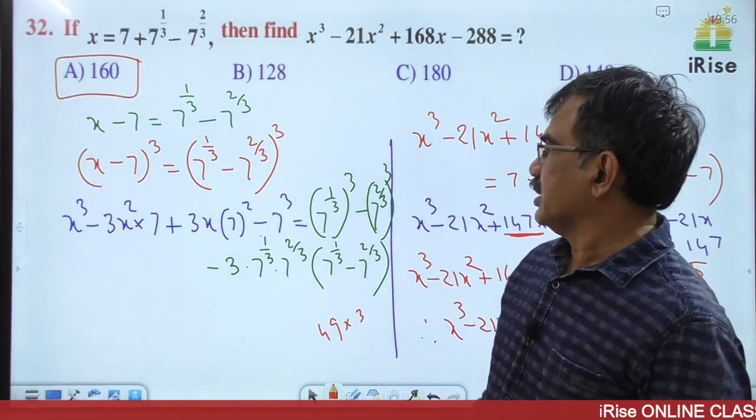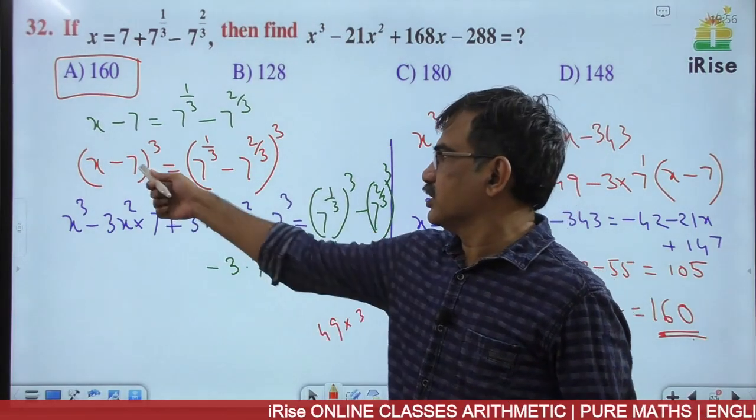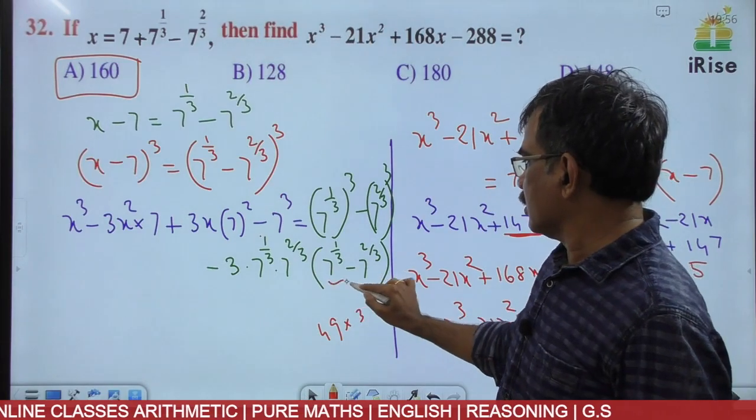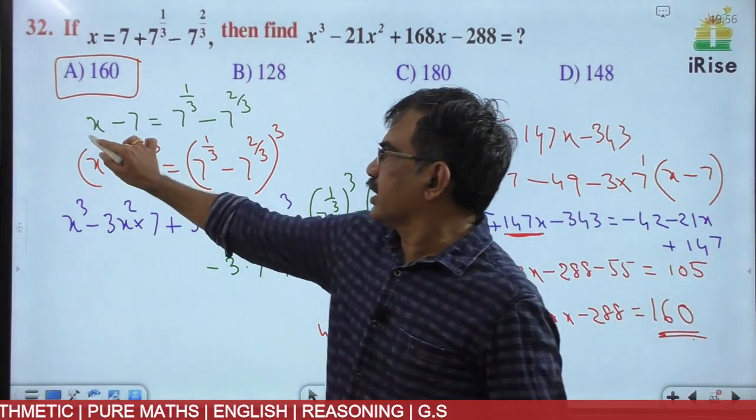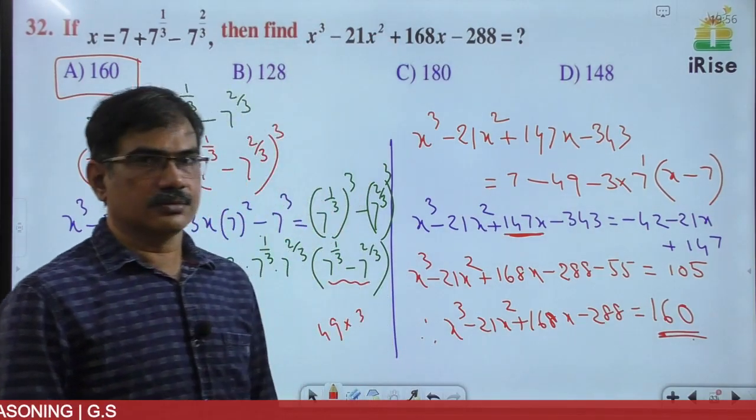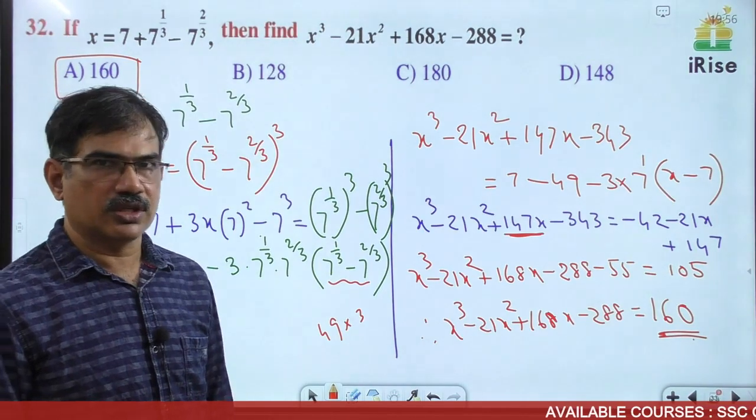Okay, please check. A minus b whole cube, here also a minus b whole cube, this formula is this one and this formula is this one. In the place of this, apply x minus 7 and simplifying gives the answer. Okay, next question.